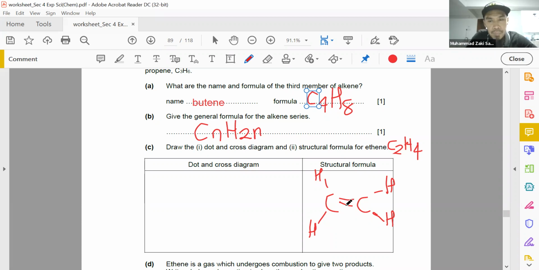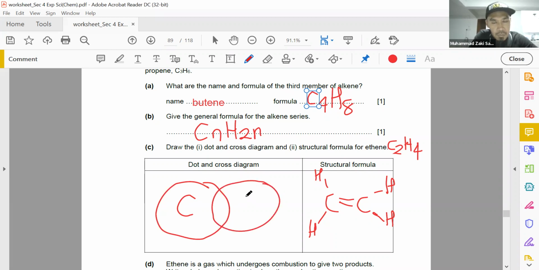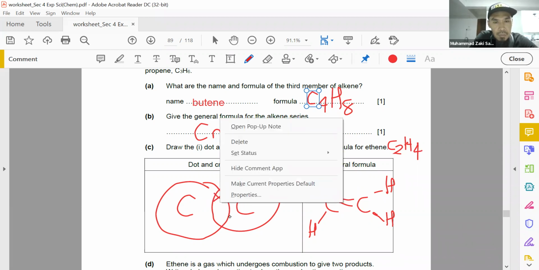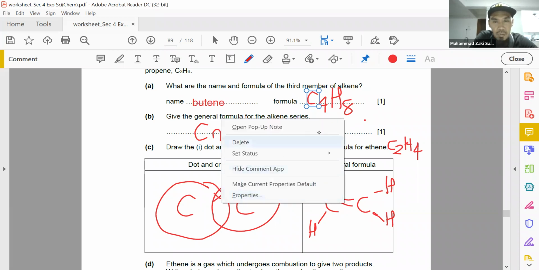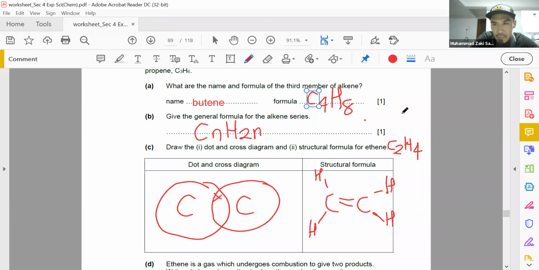Dot and cross diagram. Remember, the double bond here means double sharing. So let's draw the carbon first. I apologize if the drawing is not that great, it's very difficult to draw in this. So the carbon-carbon double bond. Remember the double electron sharing. Cross, dot. Cross, dot. Just put the dot there.